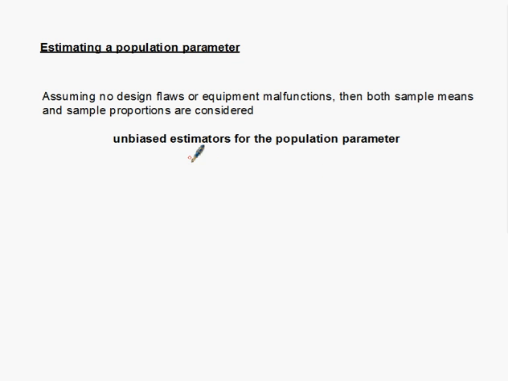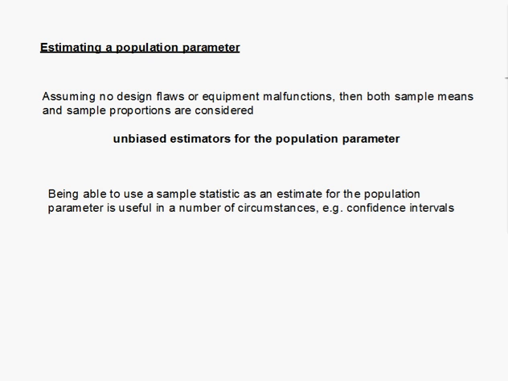So, when we start talking about using sample means or sample proportions as an estimator for the population parameter, being the population mean or the population proportion, as long as there are no design flaws or equipment malfunctions, sample means and sample proportions are both considered unbiased estimators for the population parameter. This is pretty useful in a lot of circumstances that we're going to use later on in this unit. One example is confidence intervals, which we will talk about in another video.